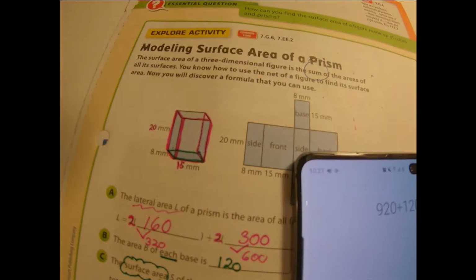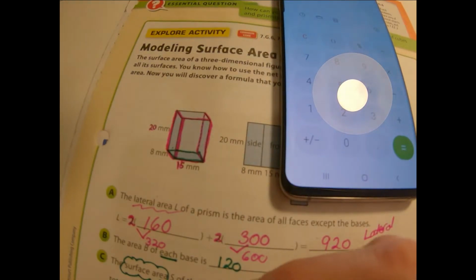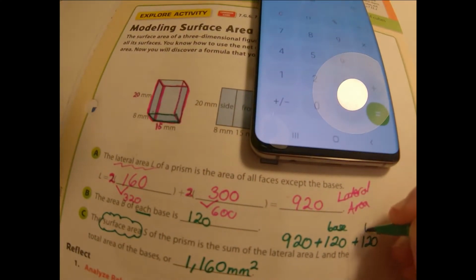But there's 2 of them, right? So we can't forget that when we're finding the surface area. For surface area, what we're doing is adding the area of the lateral faces, sides, and then the 2 bases. So I'm going to add 920 plus 120, but that's only one base. So I'm going to add another 120 to get 1,160 millimeters squared. So how we did that was 920 plus a base plus another 120 base.